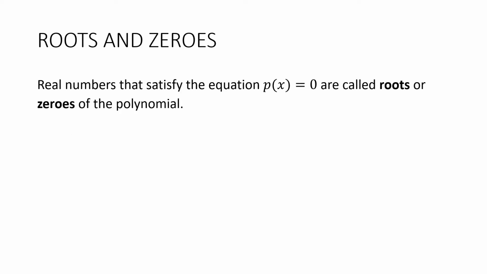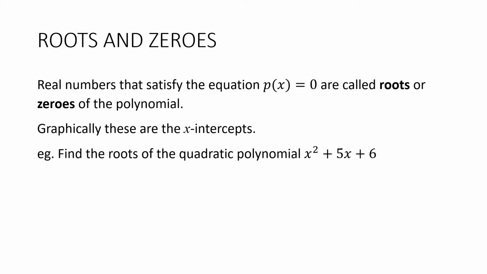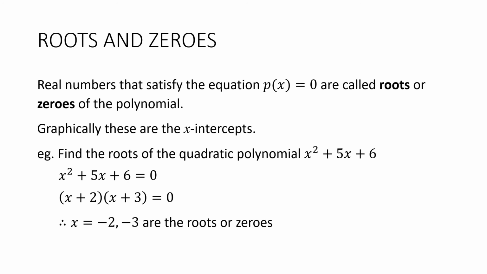Real numbers that satisfy the equation p of x equals 0 are called roots or zeros of the polynomial. And you've met this before when we were looking at quadratics. Graphically, these are the x-intercepts. For example, find the roots of the quadratic polynomial x squared plus 5x equals 6. We put our polynomial equal to 0, we'll factorise, and we'll use the null factor law to solve. What makes 0 here? Negative 2. What makes 0 here? Negative 3. So the roots are x equals negative 2 and negative 3.